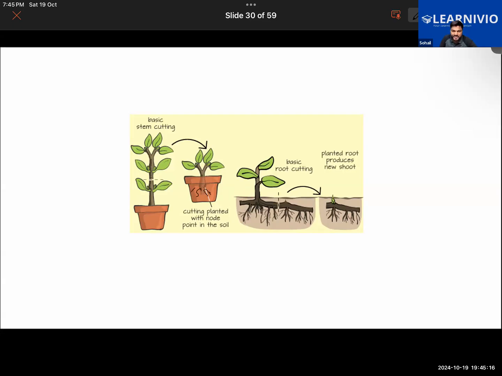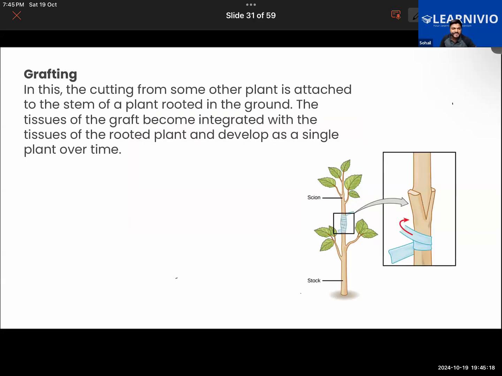Another method is the grafting method. Sometimes two plants will be joined together so that both of them can provide the desired characteristic to a new plant. Most commonly, two different types of mango plant or two different types of apple plant. Two different parts of the apple or the mango plant will be joined together to obtain a new plant that will have desired characteristics that will be very favorable.